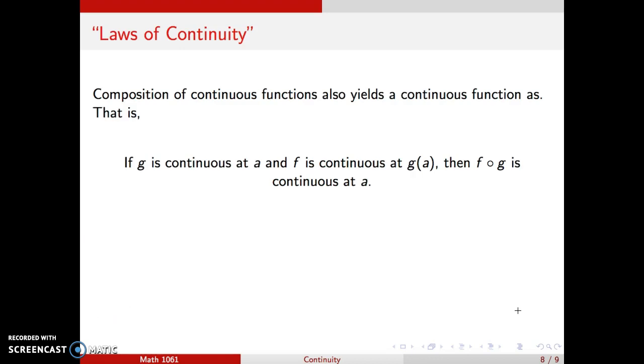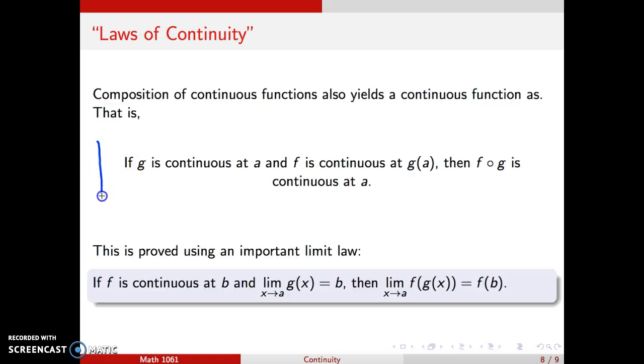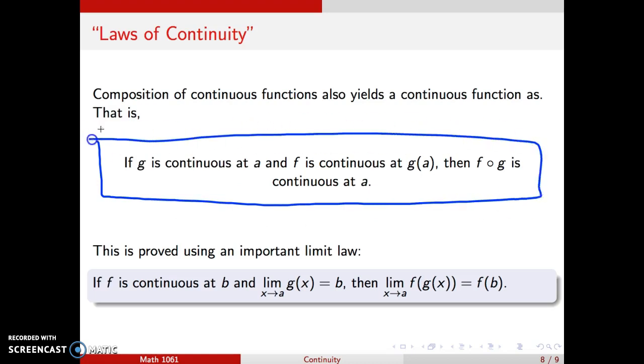Another operation that we have with functions that we don't have with numbers, it's a trickier one, is composition. One way to think about this is a machine process where it's going through two machines back to back. However you want to think about it, if g is continuous at the point a and f is continuous at g of a, then f composed with g is continuous at a. So that's a continuity law to remember.